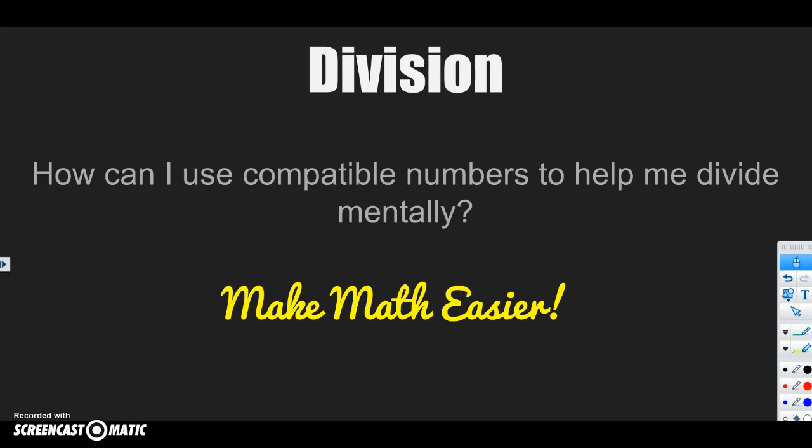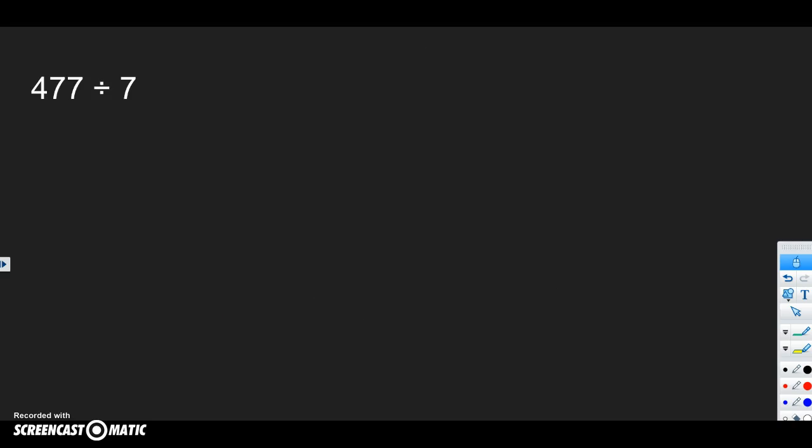And remember, we're using compatible numbers to estimate a quotient. So I have the problem 477 divided by 7. That's 477 as my dividend and 7 as my divisor. And I'm looking for an estimate. I don't need an exact answer. Well, there's a few ways that we can do this.